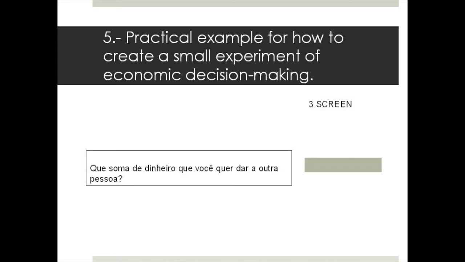On the last screen that the experimental subjects will show in the computer, we're going to ask the person how much money they are going to give to the other person. This amount of money will be associated with a variable that is going to be called oferta. And the experimental subjects will have to write the amount of money he or she will give to the other person. Let's do it.